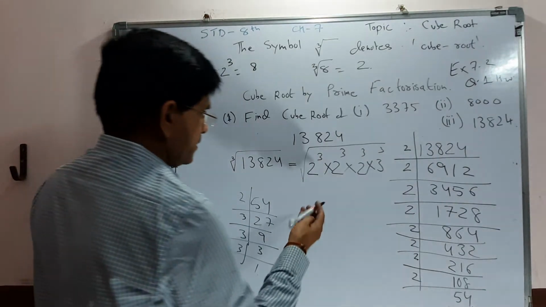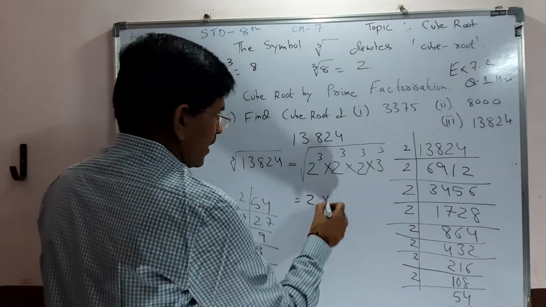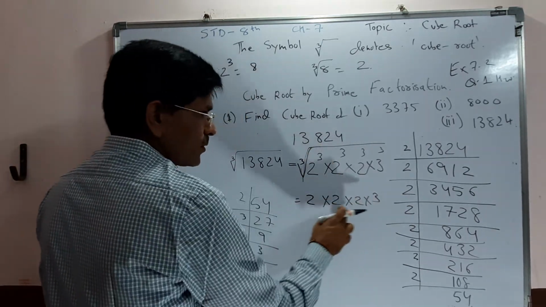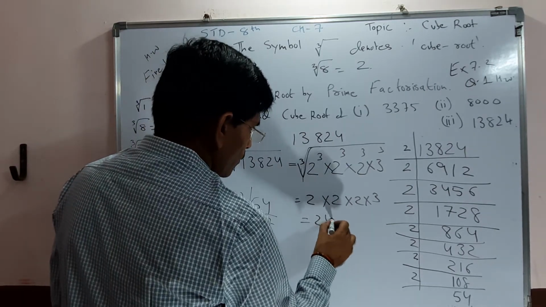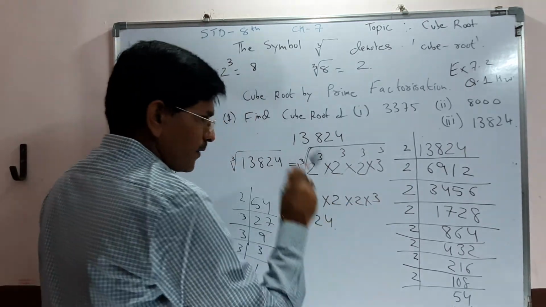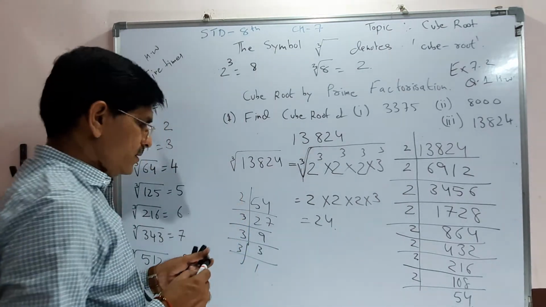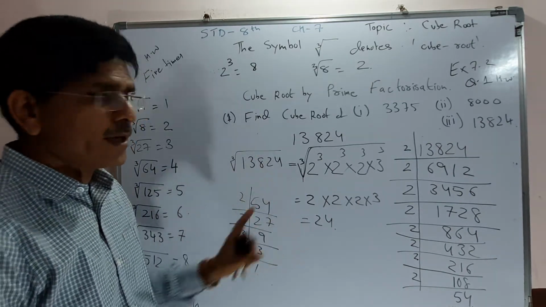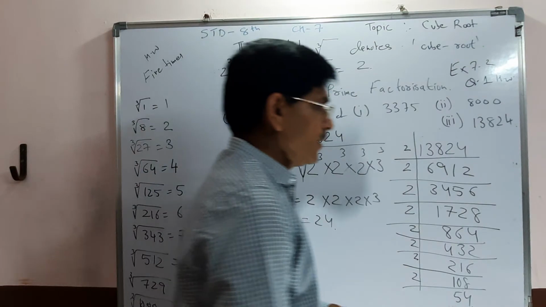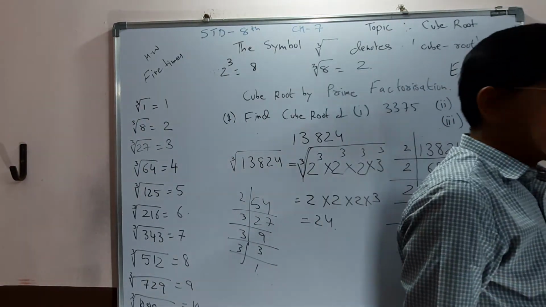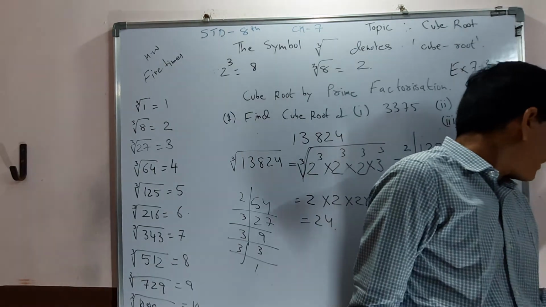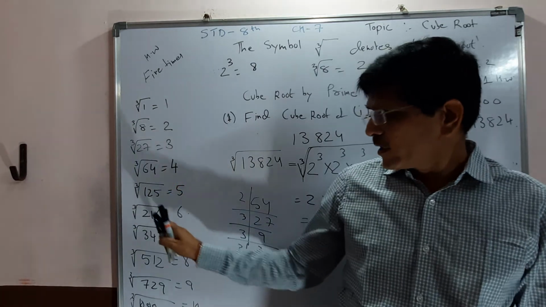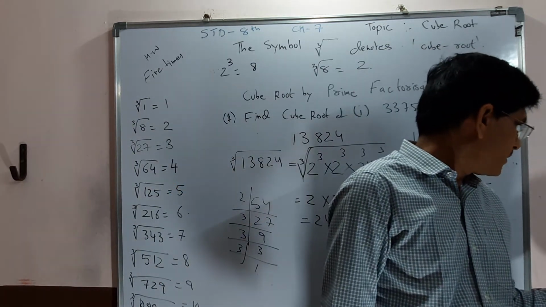Now if I remove this cube root sign, then 2 into 2 into 3, 2 to the 4, 4 to the 8, 8 3s are 24. So cube root of 13824 is 24. I think in your exercise 7.2 there are 10 sums. And out of 10, 64, 125, 216 are there. So we can easily do it.